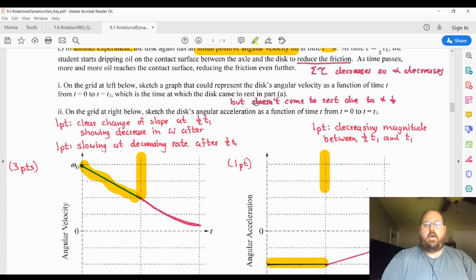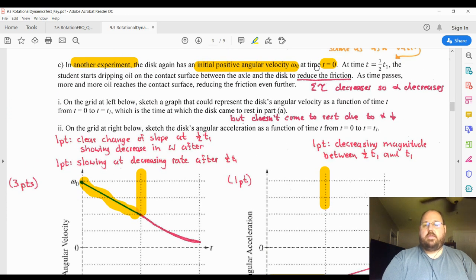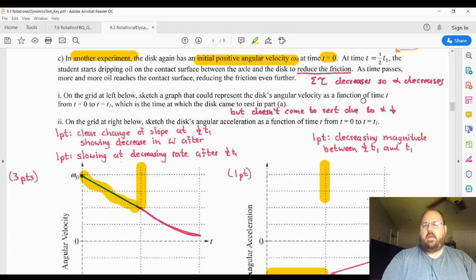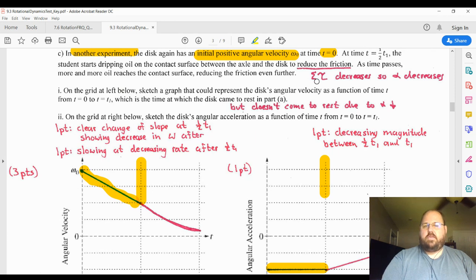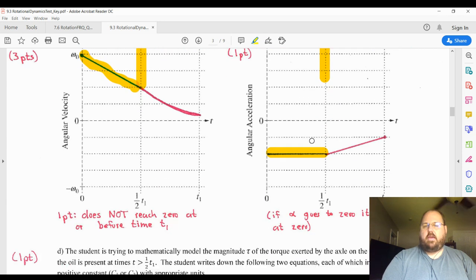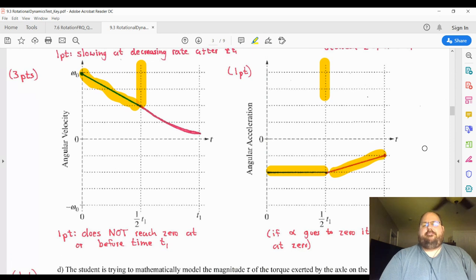So at time 1/2 T1, that's when the student first starts to drip oil on the contact surface to reduce the friction. In thinking about what's going to be different, I would start over here with the acceleration graph. If we're decreasing the torque, we're going to decrease the acceleration. So now instead of having a constant acceleration, the acceleration is going to start to get smaller, and that's why this is going to trend towards 0. If it reaches 0, okay, but it probably won't. It's probably not going to drip oil on this thing while it's spinning and totally take away friction.